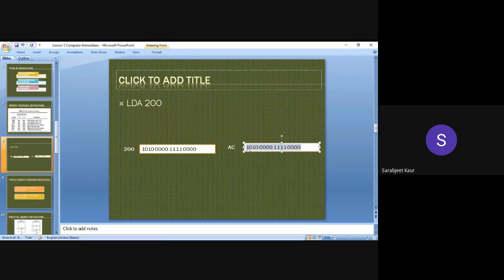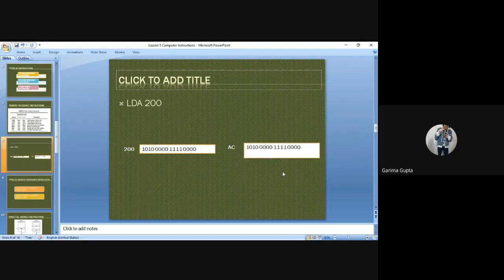So initially, the AC might be containing anything. Okay, AC might be containing any binary number. But when I say LDA 200, what happens is that we go to the main memory at the address 200, and whatever are the contents there, and that means whatever is the operand there, we get that, and that is loaded into the AC. Is this clear now?